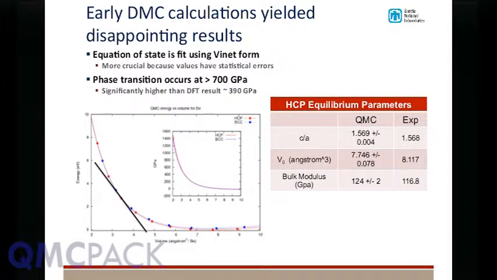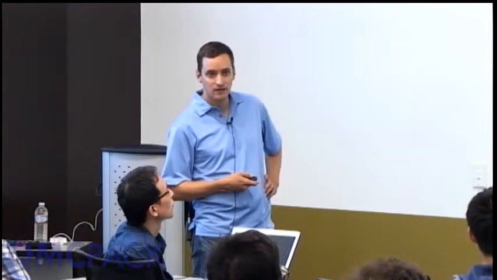So again, if you apply the procedure that I used for the test set of solids to this, you have to be a little bit careful in that now you're optimizing the c over a for an HCP phase. But okay, you can do this by doing more calculations. You get some c over a that's in pretty good agreement with the experiment. You get an equilibrium volume that's too low, so the density is too high, and the bulk modulus is too high. And the result is that you get a phase transition pressure that's really, really high.